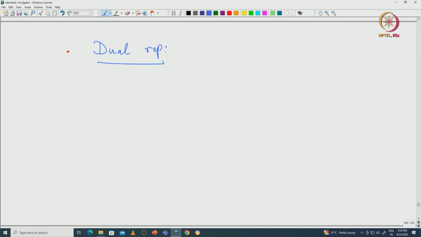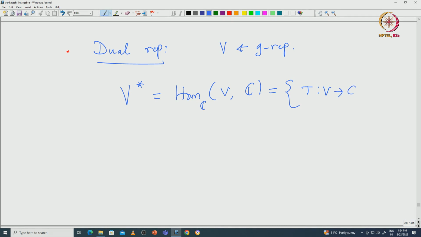So, what is dual representation? Again you start with V, which is a G representation. Then we can construct this dual space, which is Hom(V, C), all functionals from V to C. Again, you take it to be over complex numbers. This is the set of all linear transformations from V to C, T is C-linear. We know that this is a vector space.